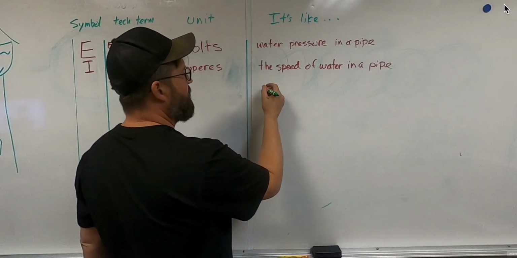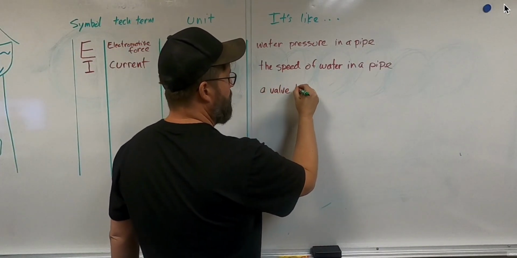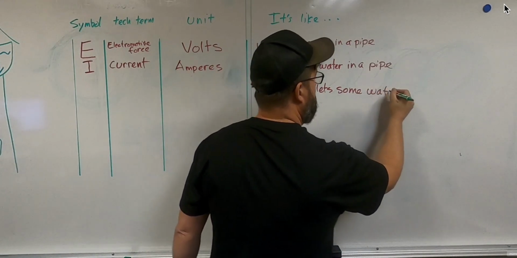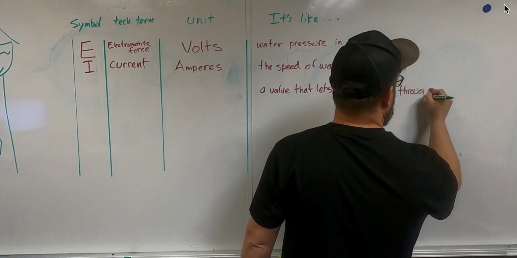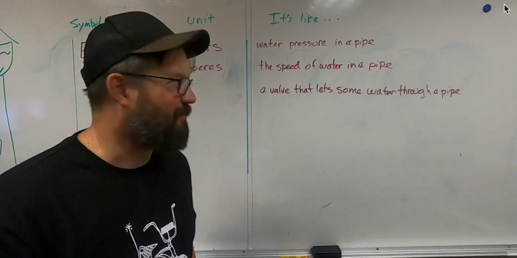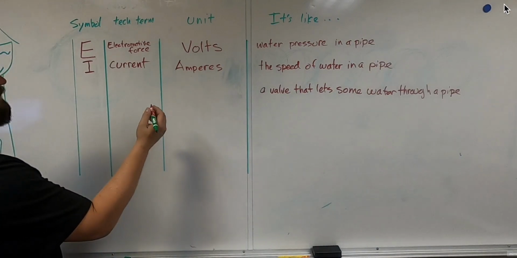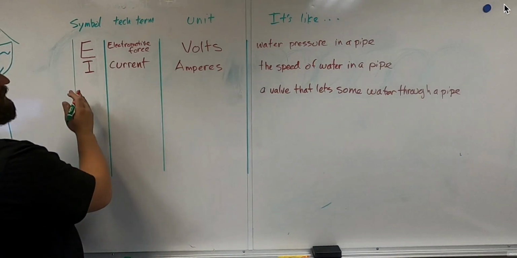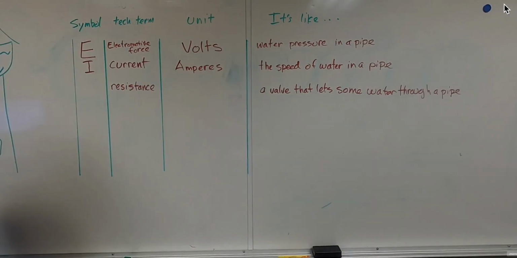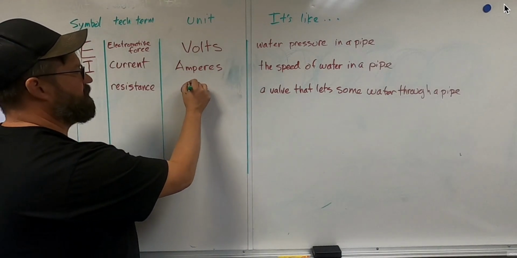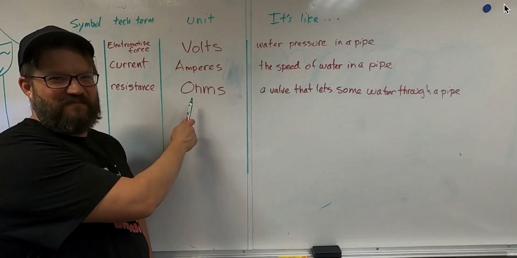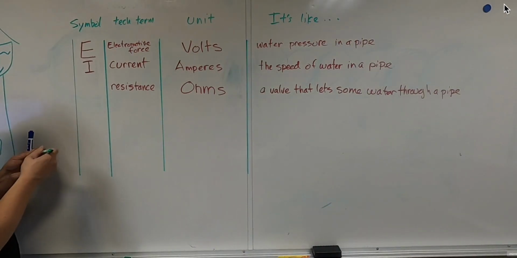This one is like a valve that lets some water through a pipe. And also, it's something that does something. So the unit that we're talking about here is, let's do it this way and this way and then this way. Okay. The term is called resistance. The unit that we use to measure resistance is ohms. Guess the name of the person that started measuring ohms of resistance. His name is Ohm. This one is really great because it's just R.